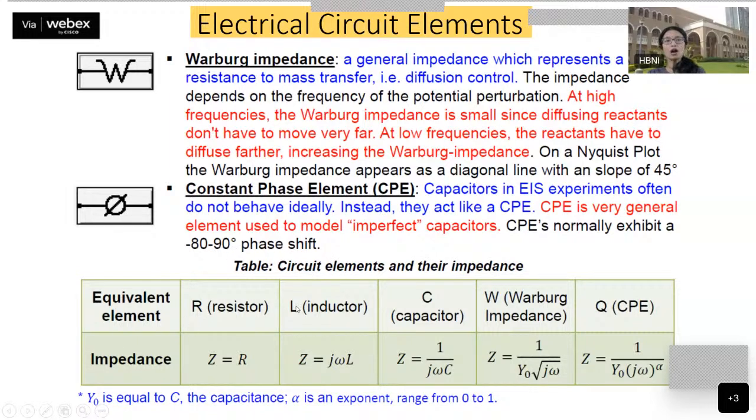So now you have these equivalent elements and how the impedance is represented. This is given in this particular table. You can go through it later, look into the slides. So Z is equal to R in case of a resistor, whereas in case of a capacitor, you can see Z is equal to 1 by j omega C, where C is nothing but the capacitance.